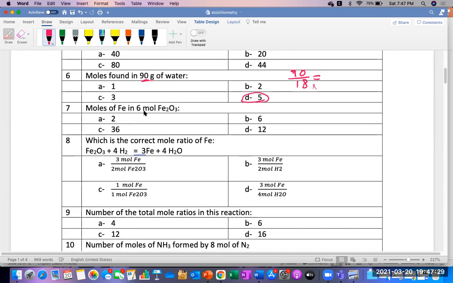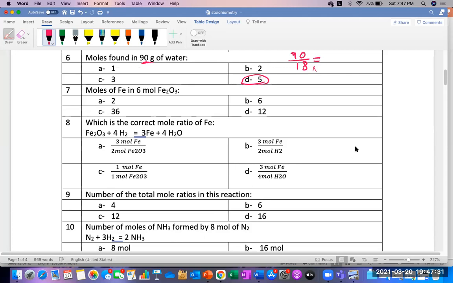Moles of Fe in 6 moles of Fe2O3. Here we have the number of moles, but we need the number of moles of an ion or an atom inside a molecule. So we need to multiply the number of atoms by the number of moles. We multiply 2 times 6, so it will be 12.